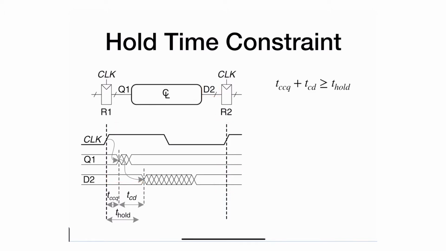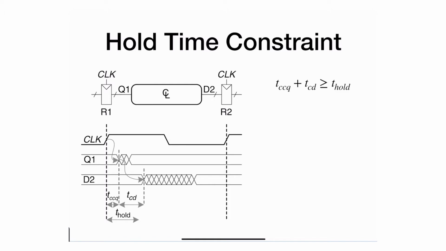Remember, everything is periodic, everything is being repeated, the same thing. So D2 will be stable for this amount of time. What we really care about is that this amount of time has to be more than the hold time. So this equation is telling me that the hold time has to be less than the contamination clock to Q plus the contamination delay. All right, so that's interesting.